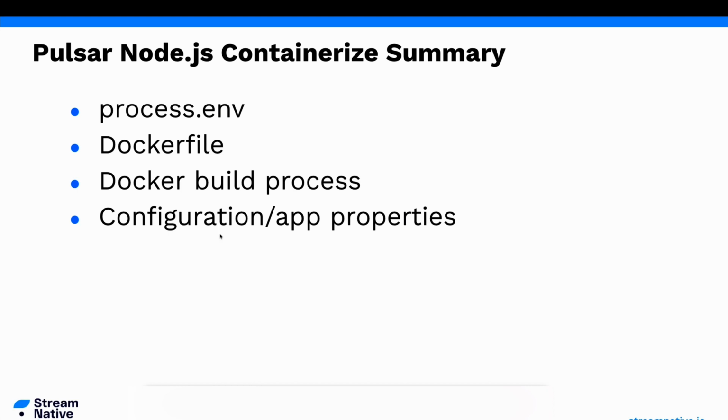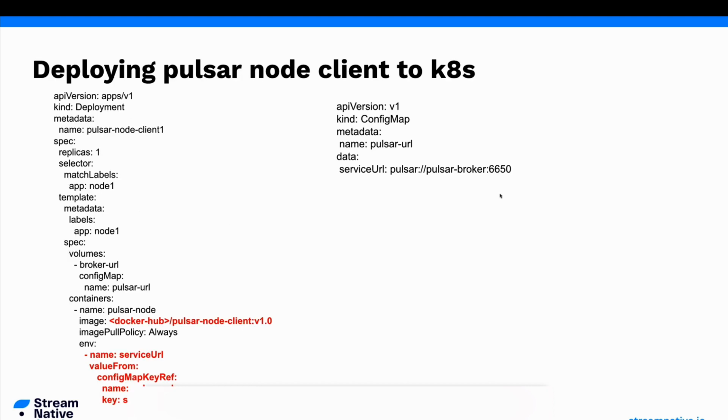And then you can do the config map here. Specify the config map, so for those images, you don't need to change them, and you don't need to hard-code the service URL, or the topic name or subscription name. It will follow the same pattern to deploy your Node.js to Kubernetes.